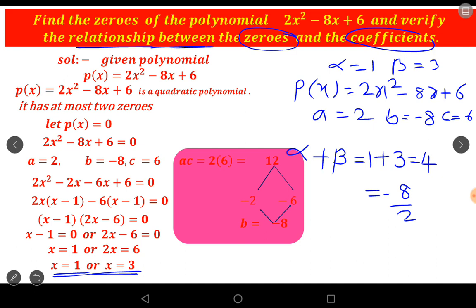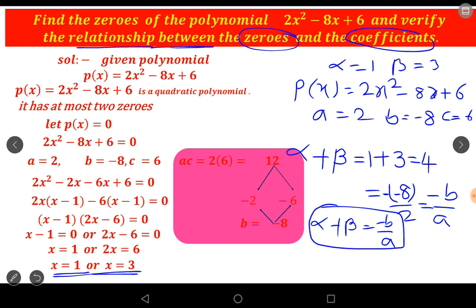8 is written as the negative of minus 8. 8 is changed to minus 8. Here minus 8, observe the coefficient b. Minus b by 2 means minus b by a. So therefore alpha plus beta is equal to minus b by a. Is this correct or wrong? Yes, correct. Sum of zeros equal to minus b by a.